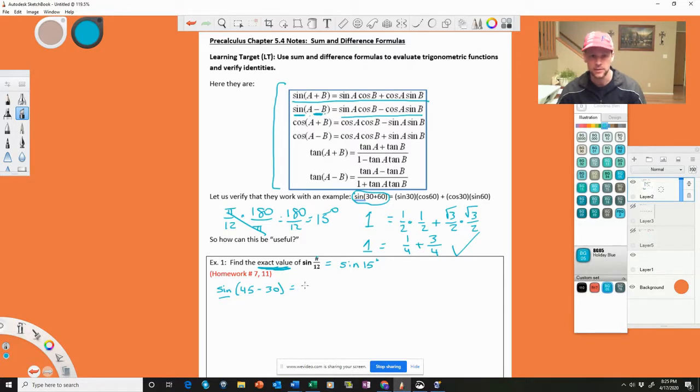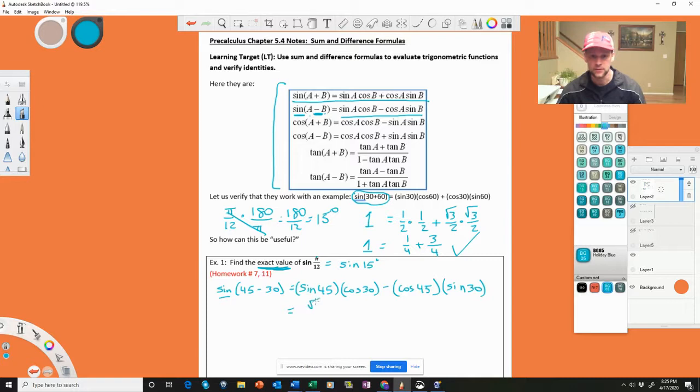So let's go ahead and write this. So this is going to equal the sine of the first angle, which is 45, times the cosine of the second angle, which is 30, minus the cosine of the first angle, times the sine of the second angle. All right, let's see what we get.